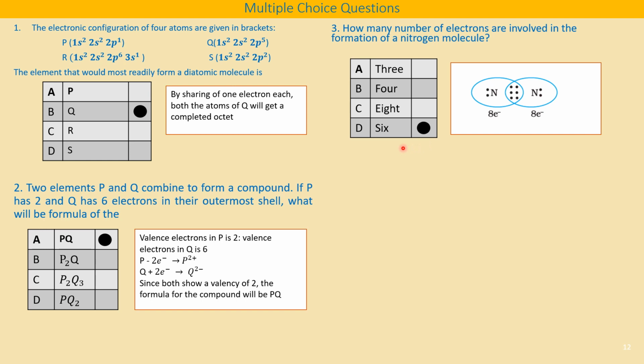So mark the option D as the correct answer. Next question. A pair of electrons is present between 2 identical nonmetals.